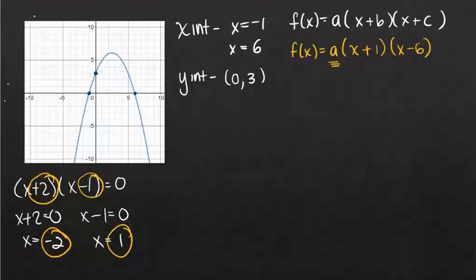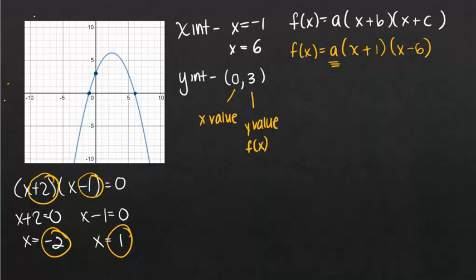So my y-intercept is 0, 3, right? This is a point that falls on this graph, which means I should be able to substitute this point in to find the value of A. And so if your y-intercept is 0, 3, well, 0 is your x value, and 3 is your y value, right? And we know y is the same as f of x when it's in function notation. And so our y value here is going to be 3.